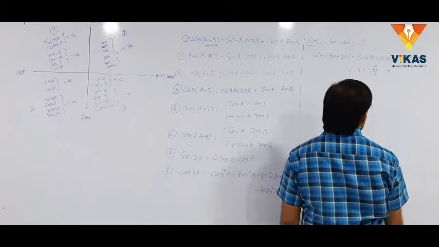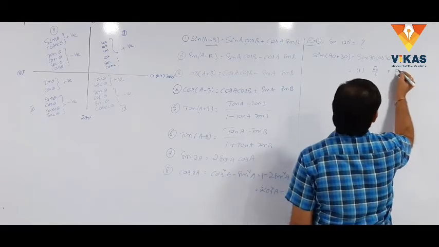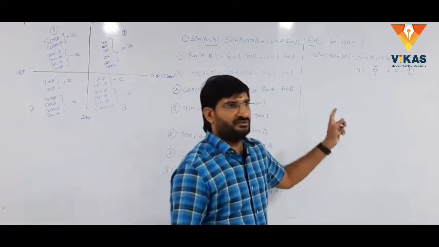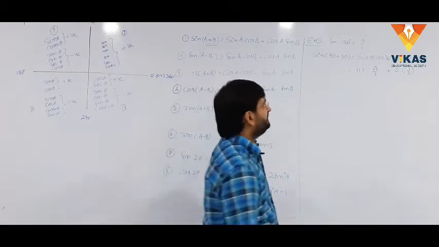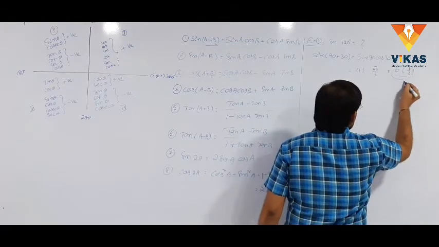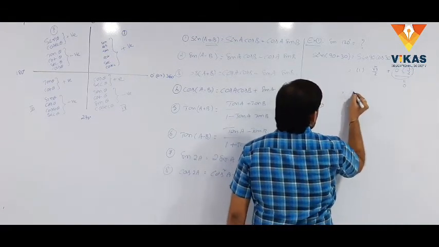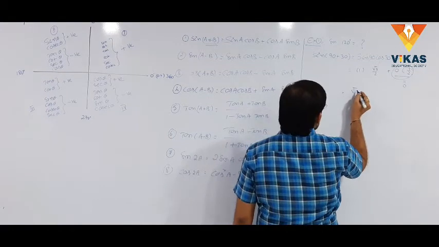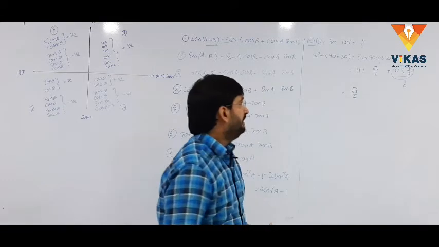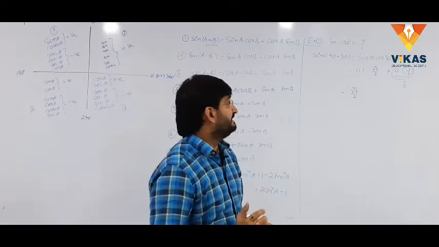What is cos 90? Cos 90 is 0, sin 30 is 1 by 2. These values are given in the table. Simply 0 into something is 0. Simply the value of sin 120 is root 3 by 2. This is the value. How do we determine the sign?